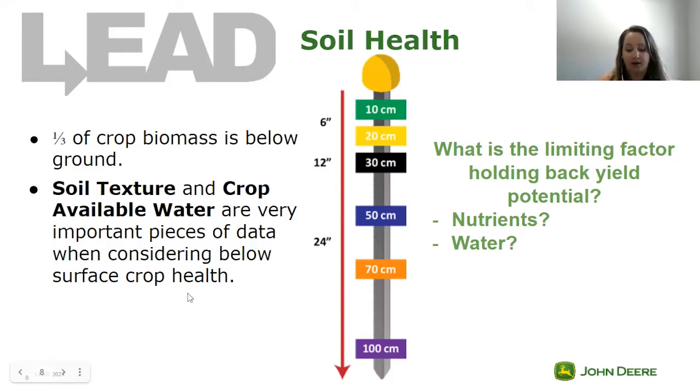Crop available water, very important to note that it is not the same as total moisture in the soil. Crop available water is water available to the plant only between your permanent wilting point and your field capacity. And that range is going to change based on your soil texture, what your clay content and what your sand content is. Soil conditions can have a very large impact on overall plant health and crop health. So it's really important to know what is going on below the surface. And these soil moisture probes provide us that information.